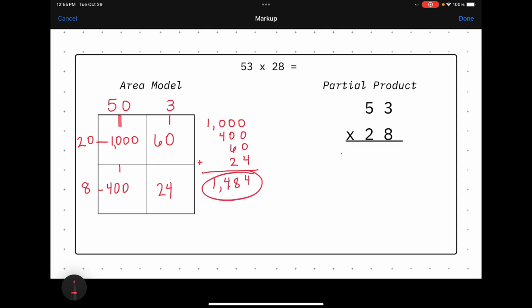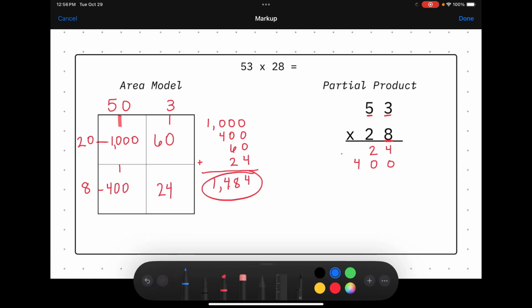For partial products, we're really doing the same thing, except it's just going to be stacked a little bit differently instead of using a square model. So I'm just going to take my 8 and multiply it by both of the values of the top number of 53. So I'm taking 8 times 3 is 24, and I just write that answer down below. Then I'm going to do 8 times this 5, which has a value of 50 because it's in the tens place. So 8 times 50 is 400.